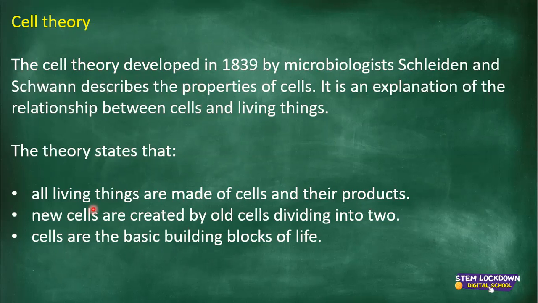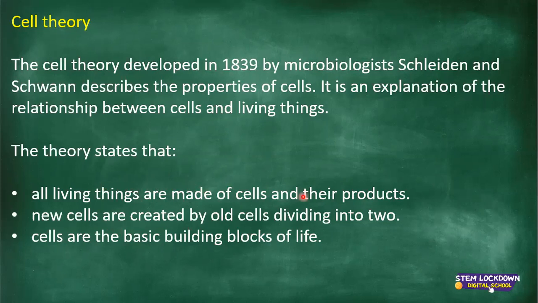After comprehensive study of the cells, they deduced these 3 points: that all living things are made up of cells and their products, that new cells are created by old cells, and that cells are the basic building blocks of life. Because yes, initially after the cell was discovered, they had to study it. After years and years of study, it means they studied different types of organisms. And that's how they came up with the fact that all living things are made up of cells. It means they went through lots of different living things and found cells in all of them.